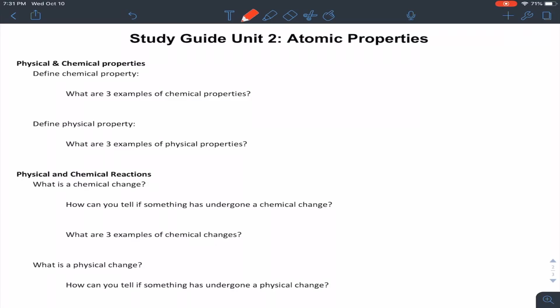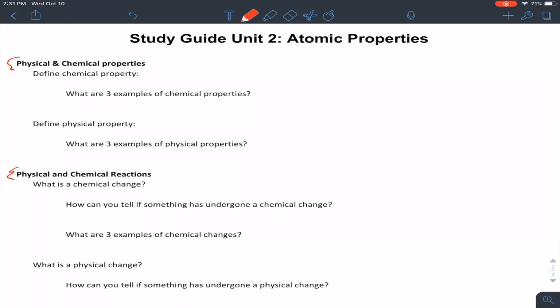Alright, so we have some different sections, right? We have these bolded things there so that you can see all the different sections within the study guide, which are the major topics in our test. Okay, so the first one is define a chemical property.